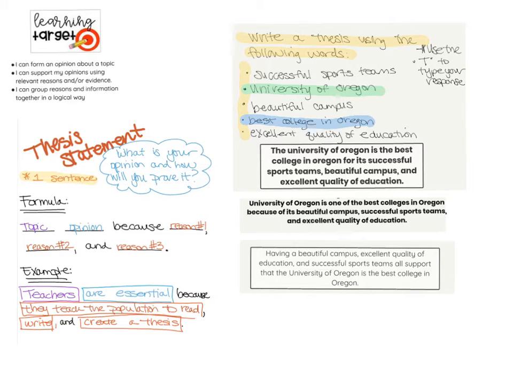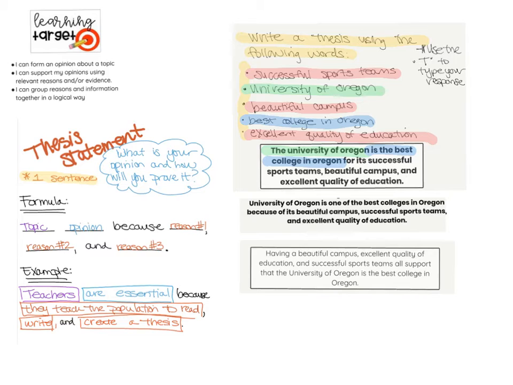And then if I were to look at my 3 reasons why: successful sports teams, beautiful campus, and excellent quality of education. So just like you would in math, all you're going to do is plug these into your formula. So if I look at the first one, the University of Oregon, boom, they have it right here. The next, the best college in Oregon. Now they said 4, that's fine.